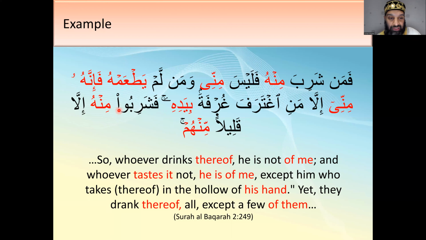Fasharibu, so they all drank minhu, from it, illa qalilan, except a little, minhum, from them. So whoever drinks from it, falaysa minni, is not from me. And whoever doesn't taste of it, then he is from me, except if he tastes only from the hollow of his hand. Fasharibu minhu, so they all drank from it, illa qalilan minhum, except a little of them. So qalil means little. Khalil is friend. Qalil means small amount.